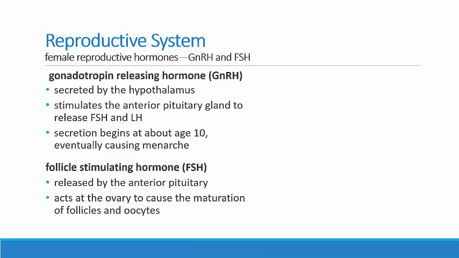Follicle-stimulating hormone is released by the anterior pituitary, and now we can see what it's named for. It causes the ovary to mature the follicles from which the follicle of the month will be selected, and to mature the oocytes that are found inside those follicles.